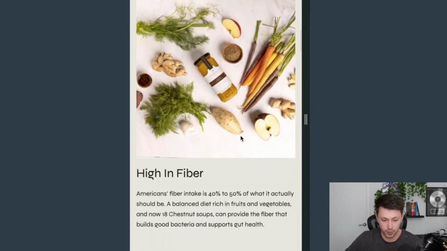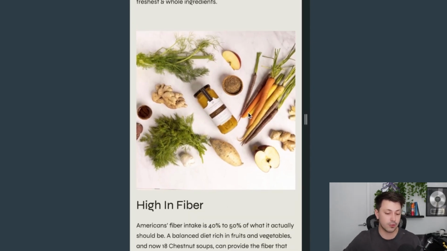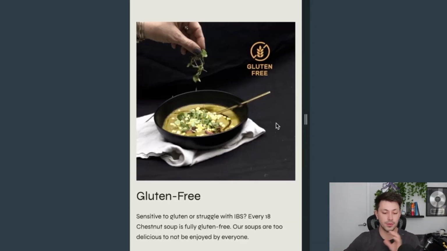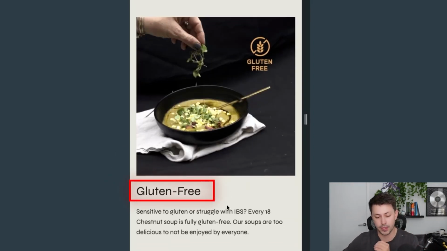Now, if we scroll a little bit further, you'll notice that we have something here that says high in fiber. And again, this is one of their soups that is actually high in fiber. And something that is important to call out is I actually pulled a photo that had some ginger in it because a lot of people that have gut health and digestive issues know that ginger is something that can help with that. And so again, we take the time to understand our customer and then we bring that to life with our content and with our call out.